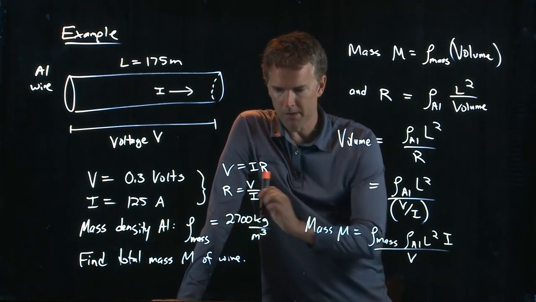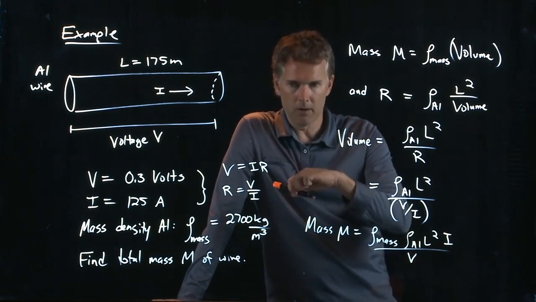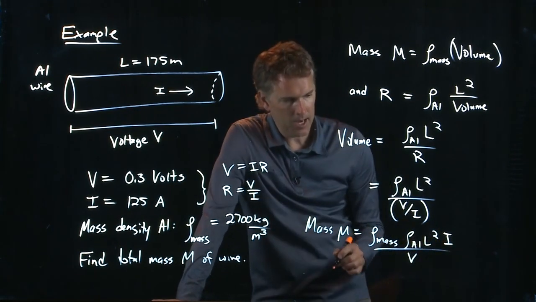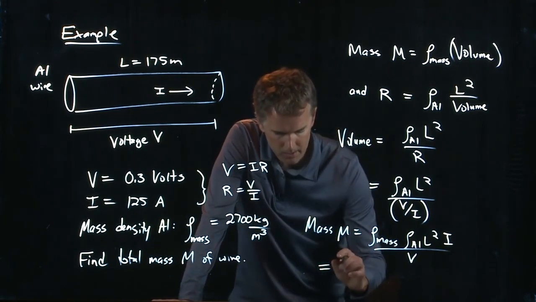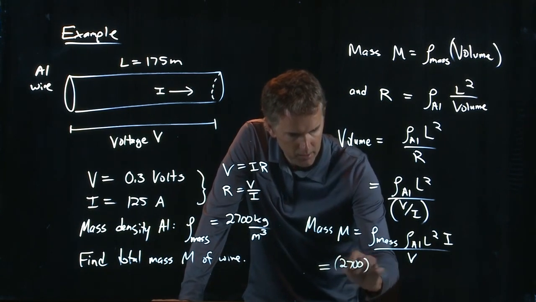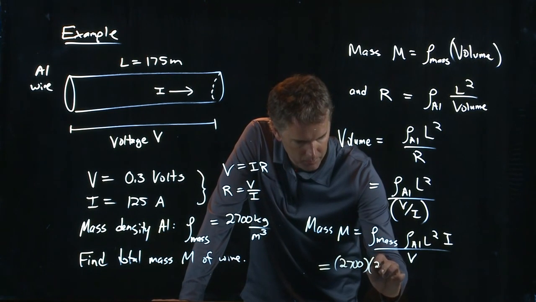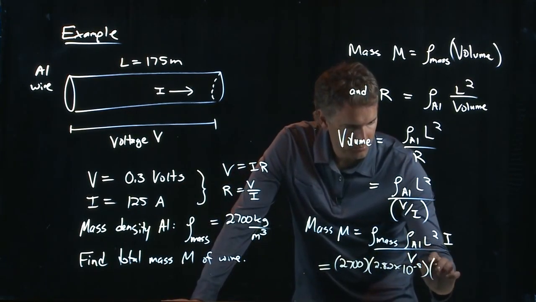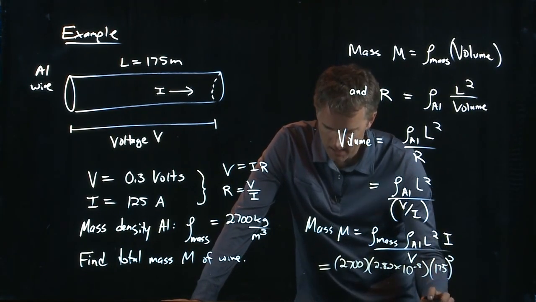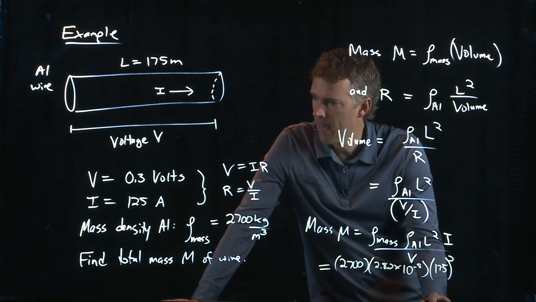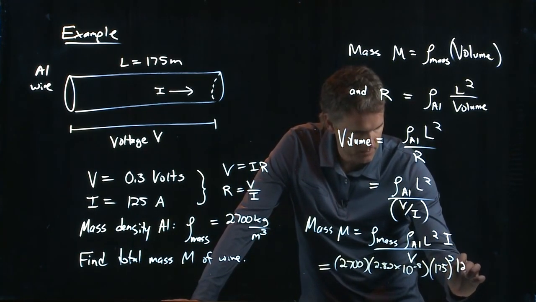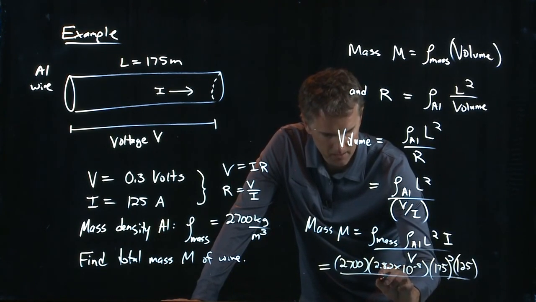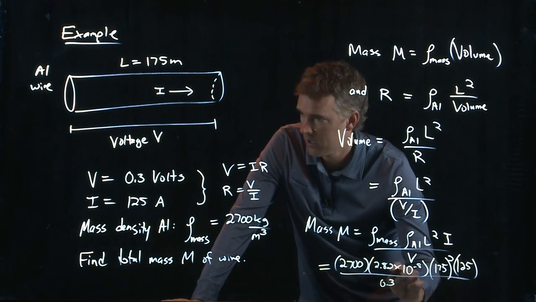And now we have all those numbers. We have the mass density right there, 2,700. We know what rho aluminum is. We just did that earlier. We can look it up in the book. We've got I, we've got L squared, and we have V. And if you plug in all those numbers, what do you get? Well, let's just do it again right here. We've got 2,700 for rho, the mass density. Aluminum, we said, was 2.82 times 10 to the minus 8. L was 175. I was, what did we say for I? 125, right? 125 amps. And then let's divide the whole thing by V, which was 0.3 volts.